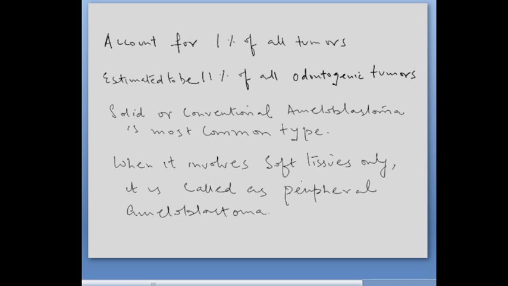Statistical figures. Ameloblastoma accounts for 1% of all tumors. It is estimated to be 11% of all odontogenic tumors. There are many types of ameloblastoma, but solid or conventional ameloblastoma is the most common type. Peripheral ameloblastomas involve soft tissues only.